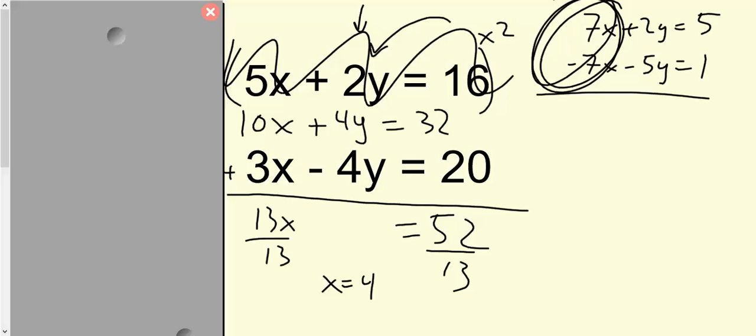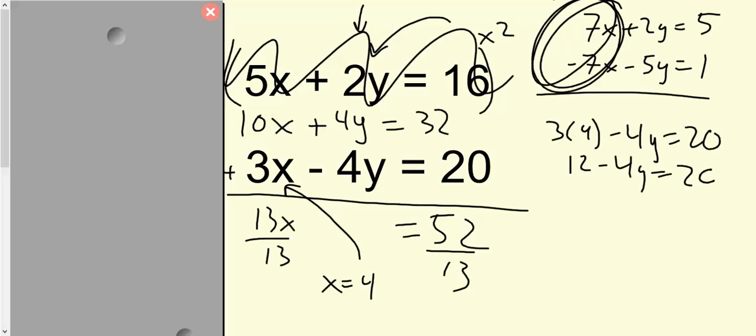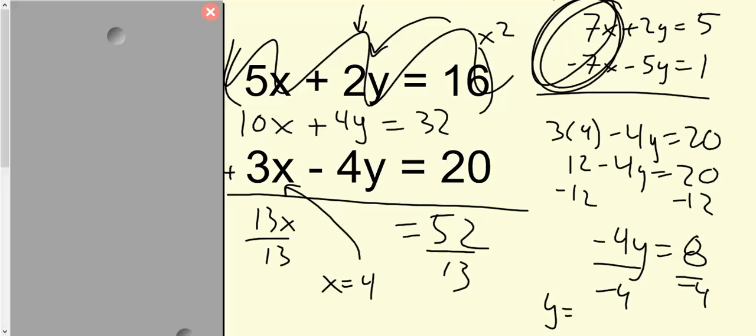Now we can find the y value by plugging x in. It really doesn't matter which equation: 3 times 4 minus 4y equals 20. So 12 minus 4y equals 20. Subtract 12, subtract 12. Don't forget about the negative sign in front of your y. That did not get lost. Divide by -4, and y equals -2. So your solution is 4, -2, and that's all there is to this process.